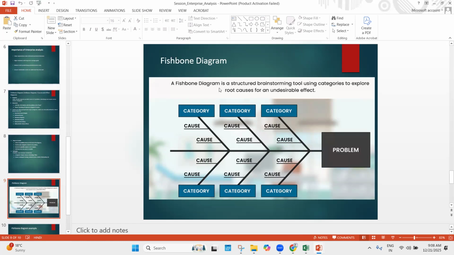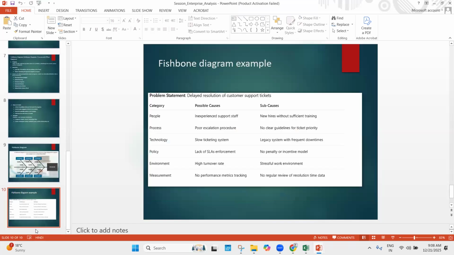So it is structured as a brainstorming tool using categories to explain the root causes of an undesirable effect. This is the fish head, the main problem, and we have categorized it into six categories. What will be the cause? For each category, we identify the different causes, and we address those causes by implementing brainstorming here.